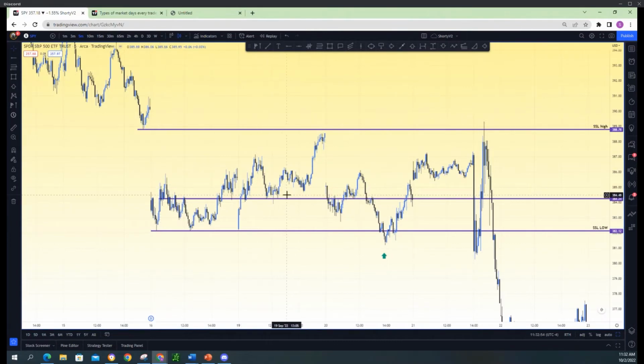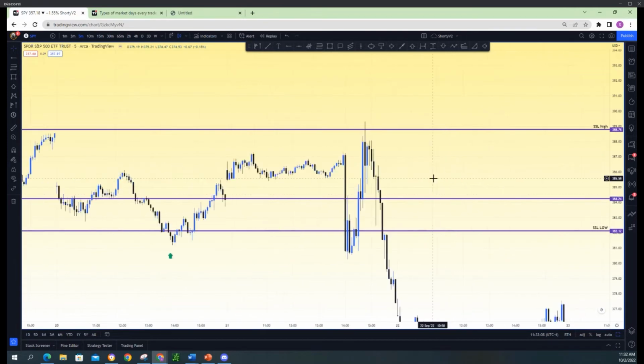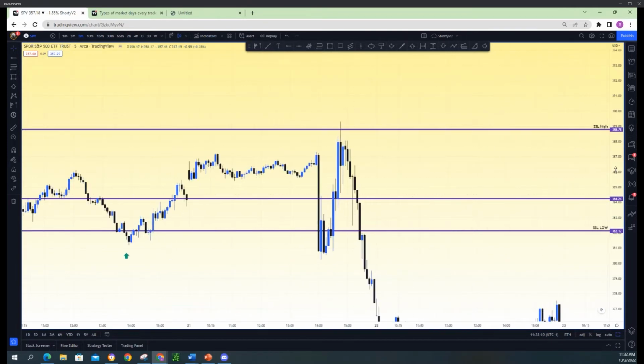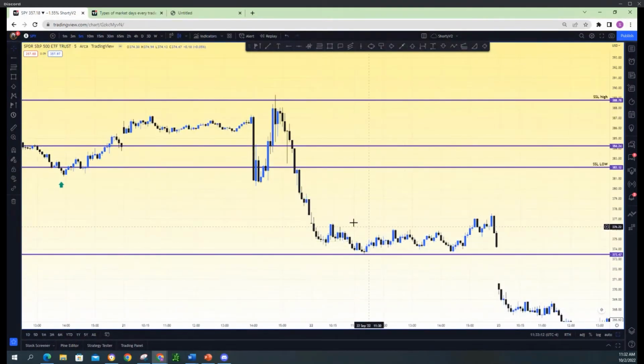It came back, acted as support, multiple times here. Break below, retest, go to the low, go above it, retest, and then it never made it to the highs. Here we had a spike. I don't know when it was, 21st. And then we had the sell-off right from this SSL high, and obviously the rest is history.